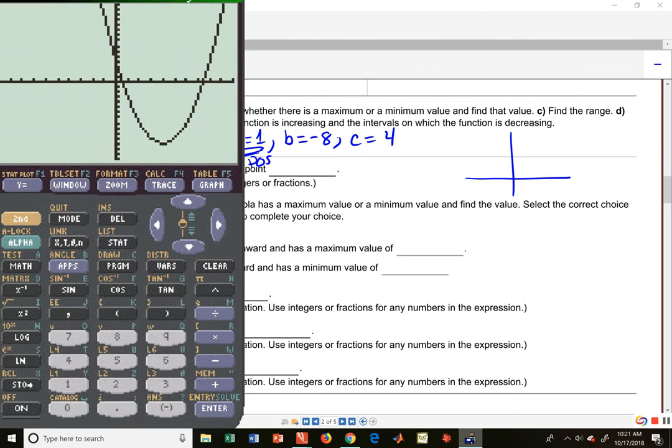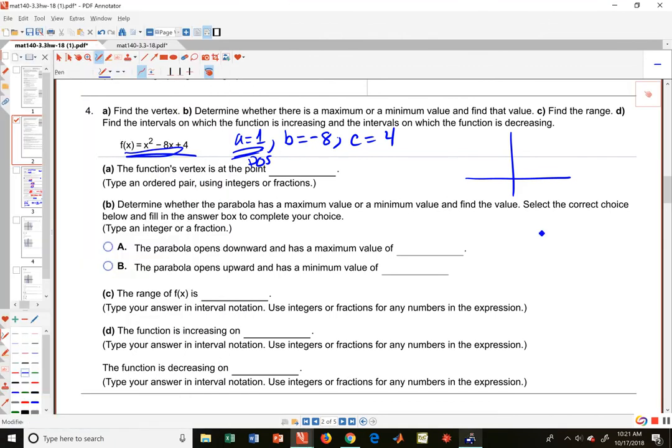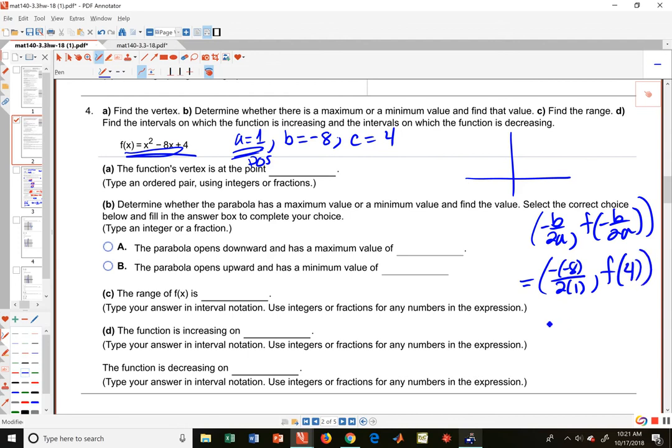Now the vertex is located, let me get my pen out here, at -b divided by 2a, comma f of -b divided by 2a. All right, so we just have to compute -b divided by 2a. Now, -b, that'd be -8, divided by 2 times a. So, comma, f of that. Now, let's go ahead and compute what it is. So, the negative of -8 is 8. 8 divided by 2 is 4. So, we're actually talking about 4, comma, f of 4.